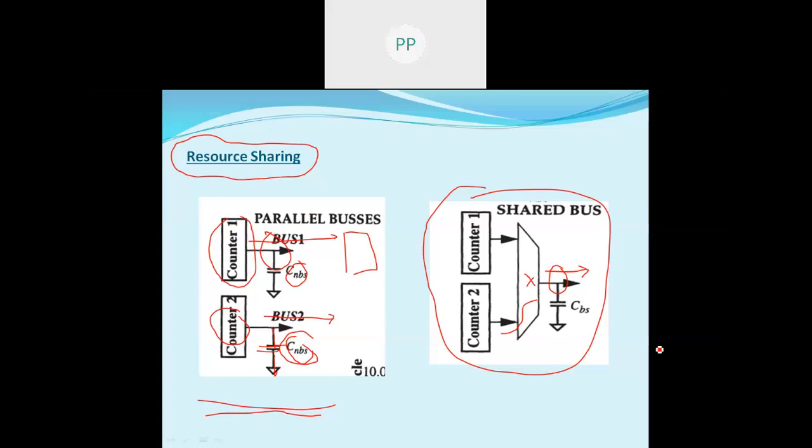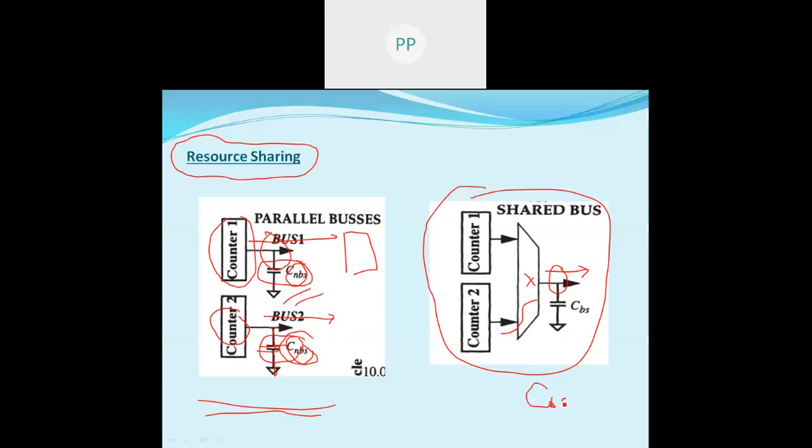So if we compare the two cases, what we can see is that in case one the system bus capacitance will be high, because the load capacitance will increase in this case as two different sets of system buses are being used, whereas in this case the load capacitance will be smaller. But in this case the system has to be operated at higher frequency so that the counter 1 and counter 2 outputs could both be properly time multiplexed. Okay, so in this case the system bus capacitance C bus is small, but the frequency of operation has to increase. In this case the frequency of operation can be small, but the system bus capacitance C bus may be larger.